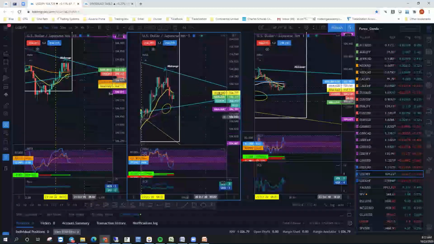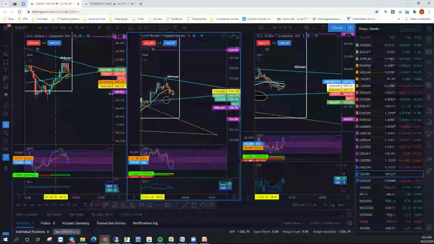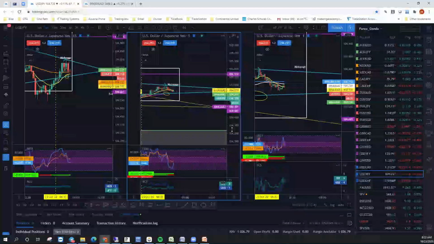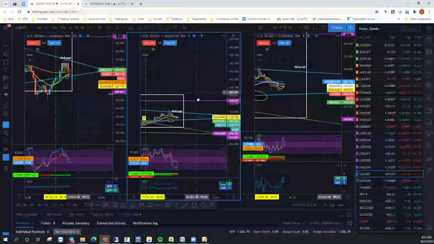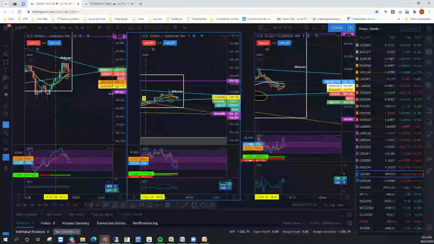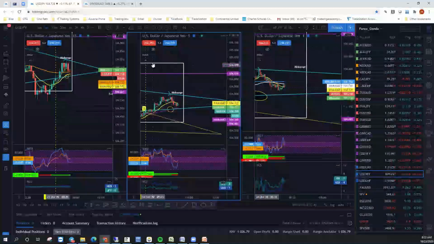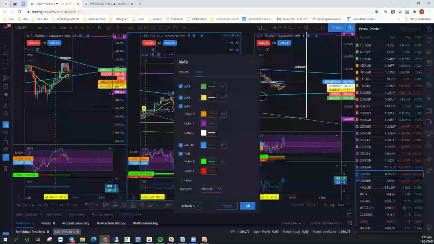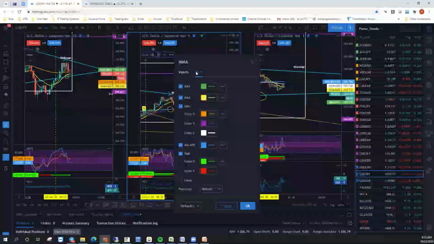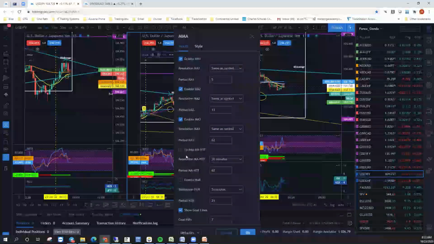If I look to see where my 30-minute 62 is, we have to find it. We have a demand zone down here. Our 30-minute 62 is maybe buried inside that. Let's see. It's probably flat. Oh, I don't have it on here. I was going to click that on.